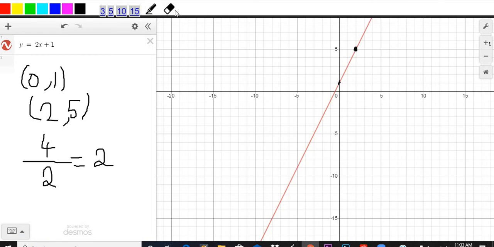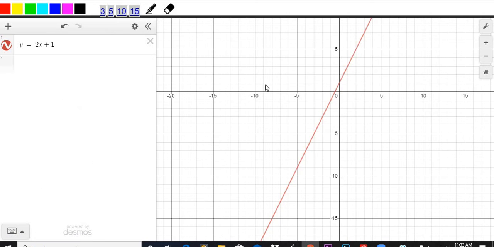Now, there's another way. If they had just given you this graph, how would you have figured out the slope? You would just find two points on the graph once again. So we can choose this point, and I'm going to choose this one.